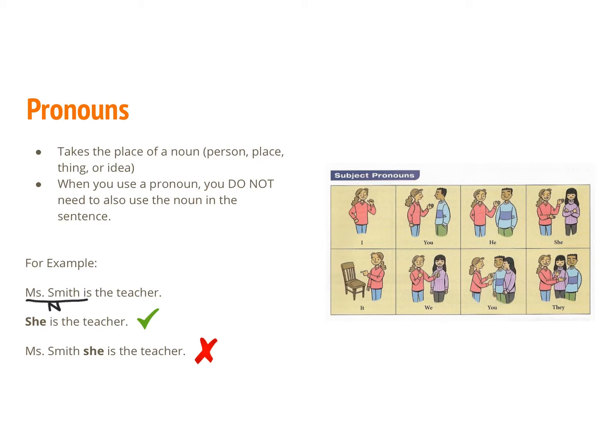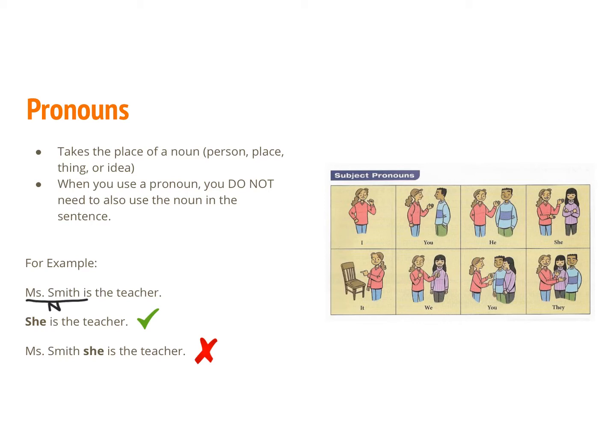Now that I know what my noun is, I need to figure out what is the correct pronoun to use. Miss Smith is a woman, so that means that I'm probably going to use she. So our new sentence becomes, she is the teacher, and she is taking the place of Miss Smith. Instead of saying Miss Smith, I am saying she.